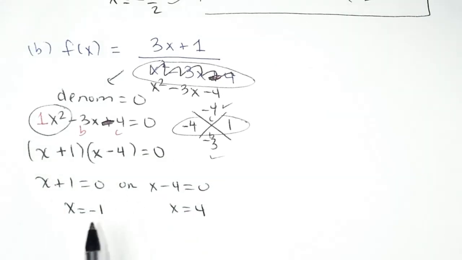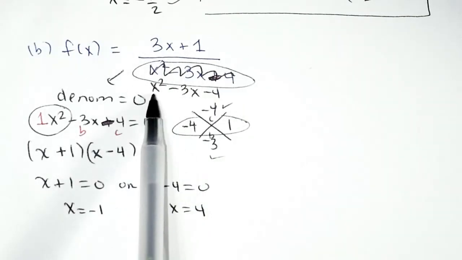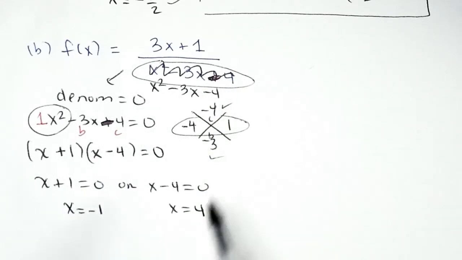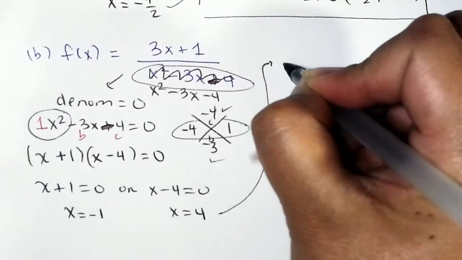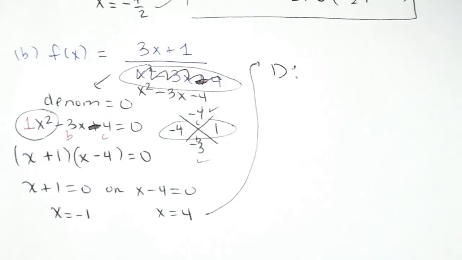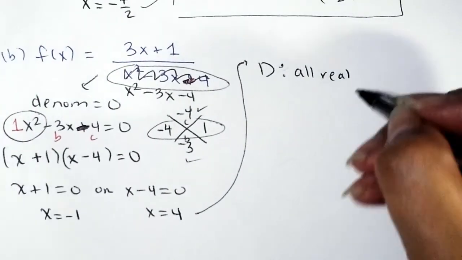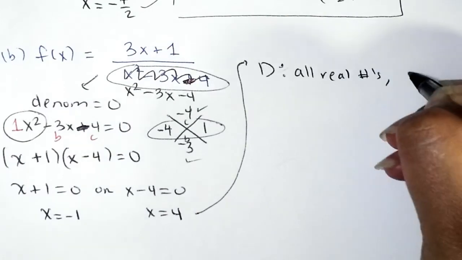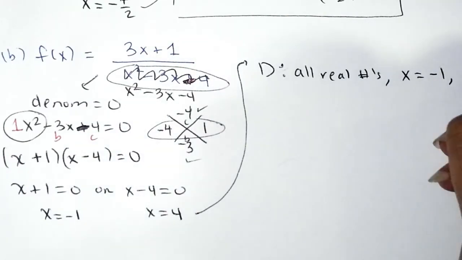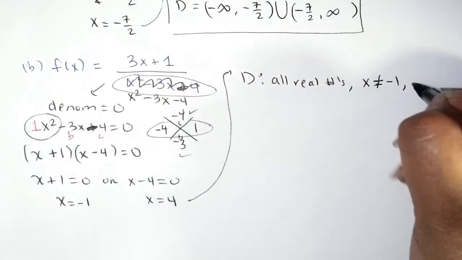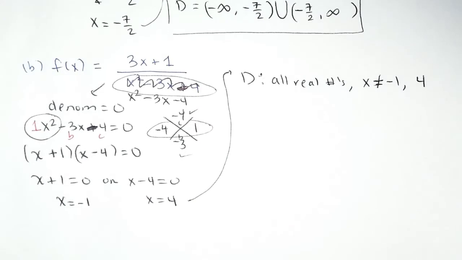Now, what is the problem when x equals -1? If x equals -1, you plug it in everywhere, the denominator is going to give you 0, and division by 0 is not defined. Same speech when x equals 4. So what is the domain? The domain is everything except for -1 and +4. So the domain is all real numbers with the exception of -1 and 4, x cannot equal -1 or 4. We want to tell the world the domain is all real numbers except for -1 and 4.